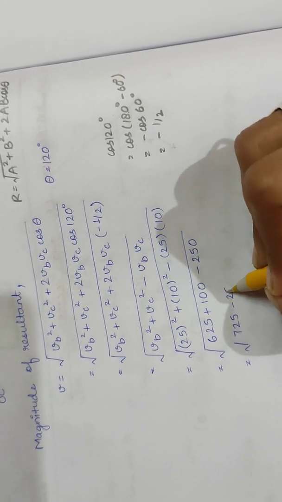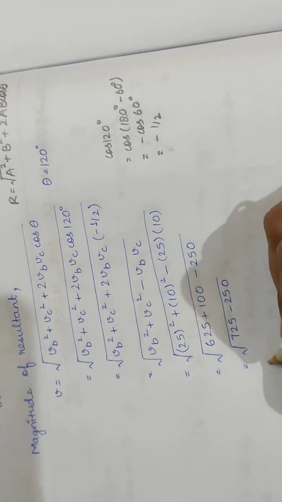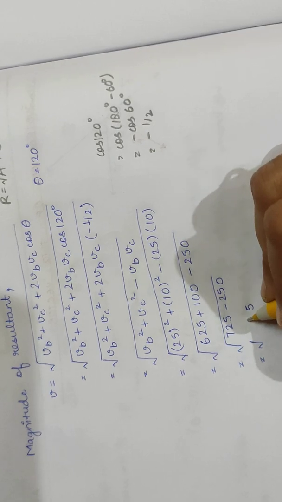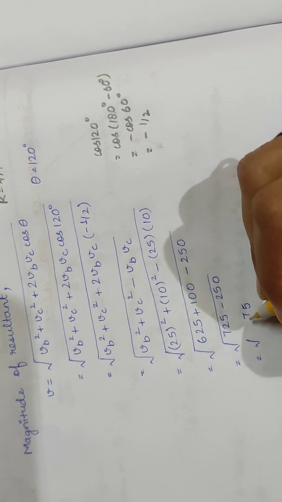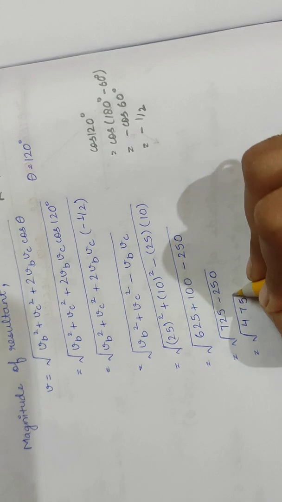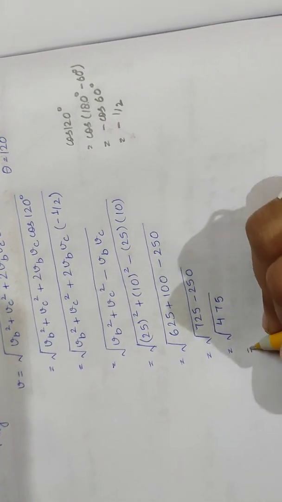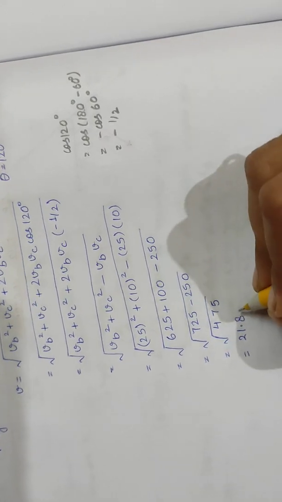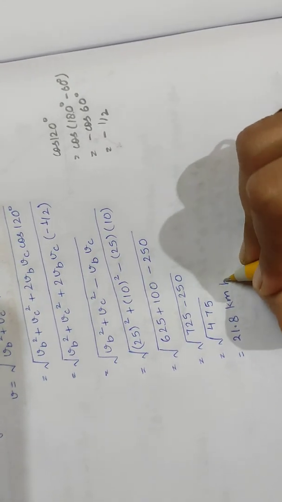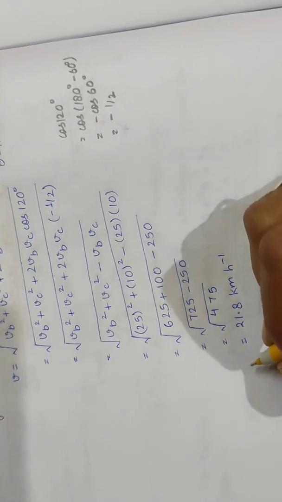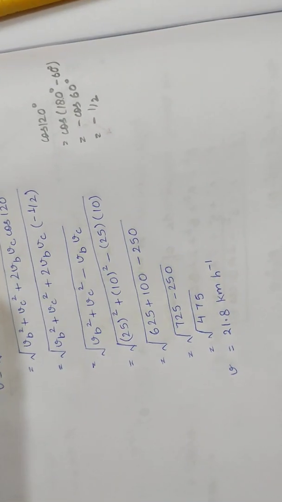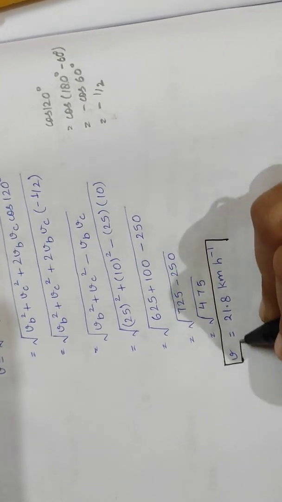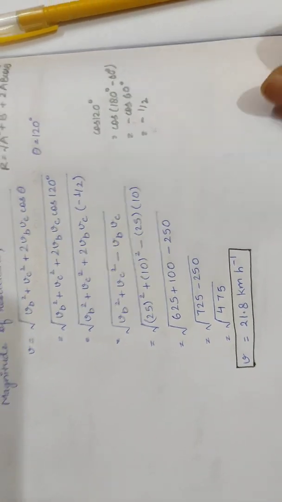725 minus of 250, which will give us under root of 475. On solving this we will get the value as 21.8, and we are talking about velocity, so we will write its unit kilometer per hour. So this V, we will get V as 21.8 kilometer per hour. Fine.